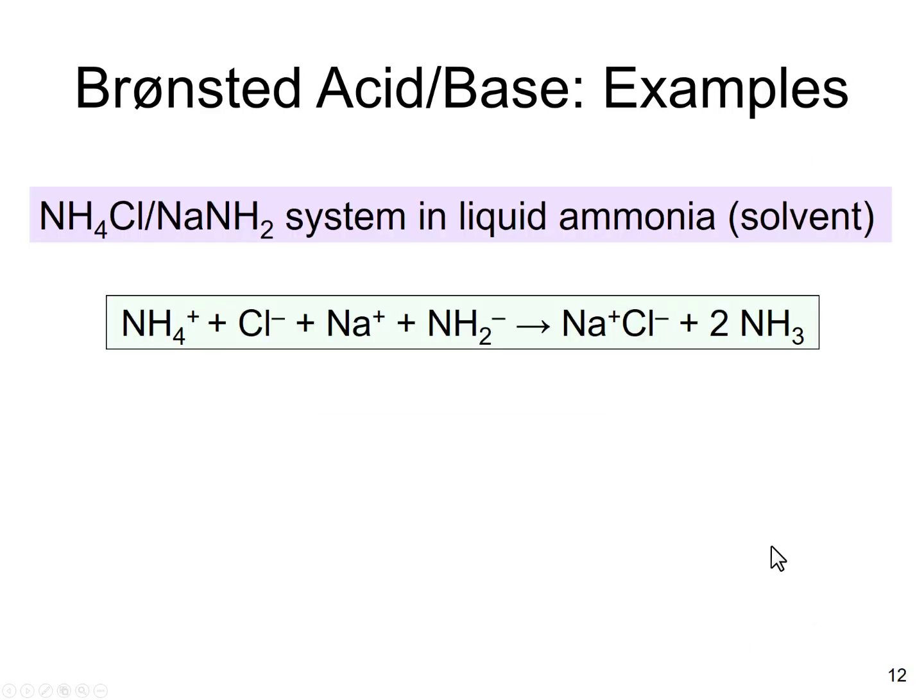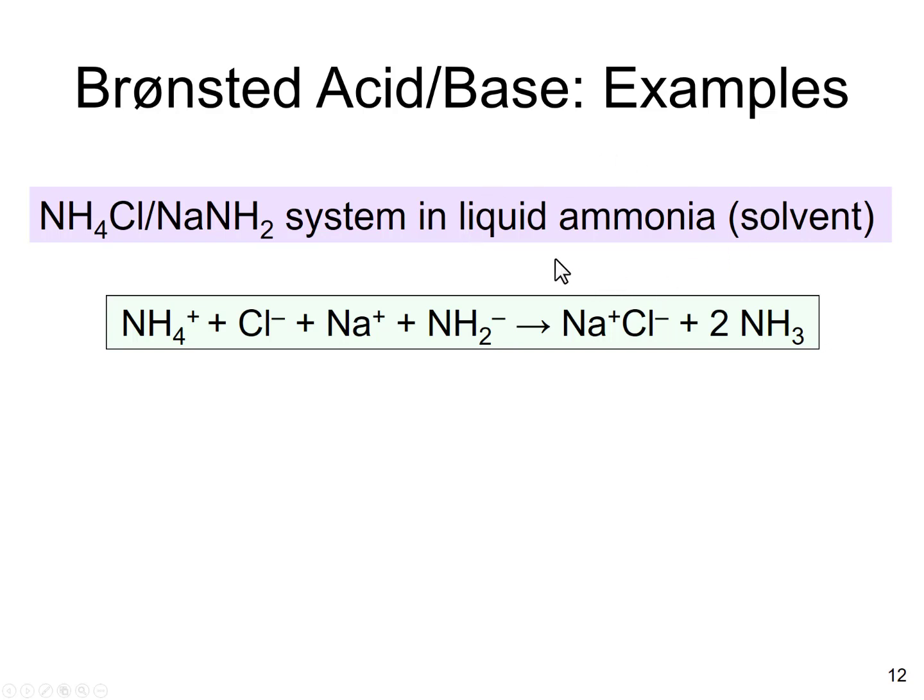Now, if we look at a different example, which does not involve water, then we can look at this typical example, which is liquid ammonia. Now, ammonia is actually a gas at ambient conditions. And so in order to condense it into a liquid, you need to cool it down to at least minus 30 degrees. Now, this is not an ammonia solution in water.